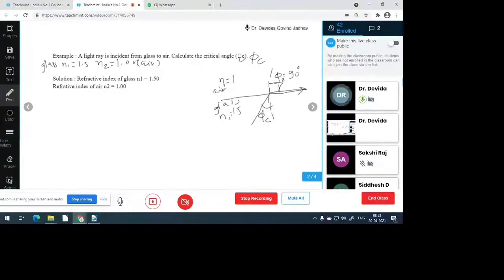It is very simple. Let us sort it out. Snell's law says n1 sin phi 1 equals n2 sin phi 2. Now n1 is 1.5, n2 is 1, and sin phi 2 is known, that is sin of 90 degrees, which is 1. Here phi 1 we want as phi c. When phi 1 equals phi c, and only then, phi 2 becomes equal to 90. When phi 1 is phi c, then and only then phi 2 is 90.